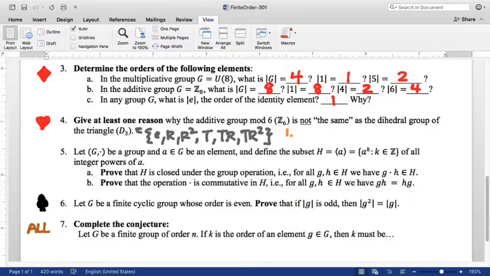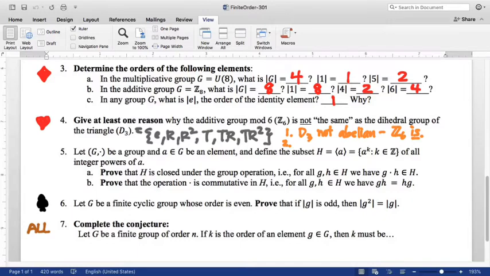Which one's not abelian? The dihedral group. D3 is not abelian. And why is that important? Because Z6 is abelian. Yep. So the operation in Z6, addition mod 6, is commutative. The operation in D3, the concatenation of symmetries of a triangle, is not commutative. TR, for example, is not the same as RT. So there's one good reason. What's another?